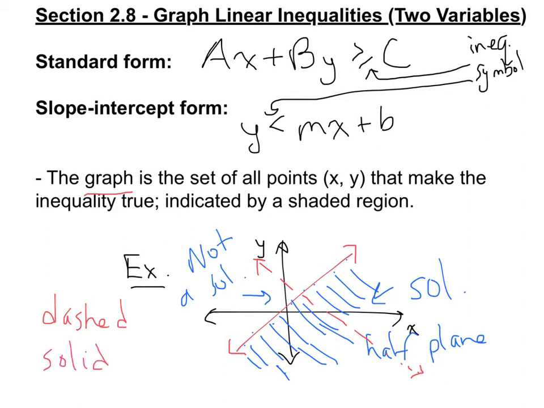When it's dashed, it means that the line is not included. That's for the strictly less than or the strictly greater than symbols. If it's solid, it means the line is included in our solution set, and that'll be for the greater than or equal to or the less than or equal to symbols. So just get that under your belt for when you're graphing these lines.